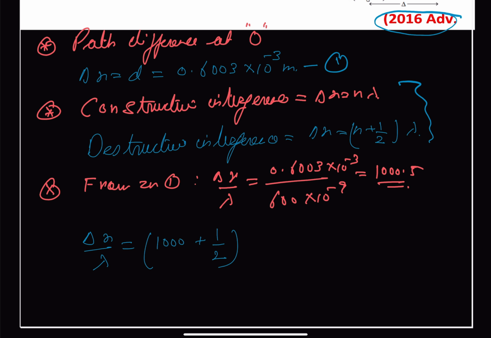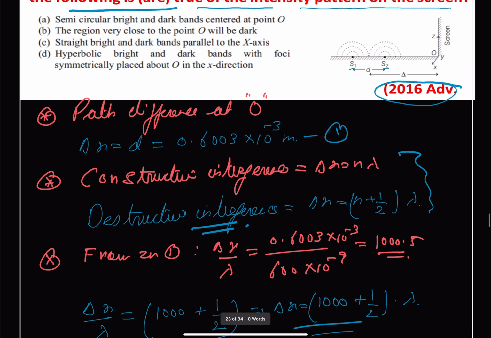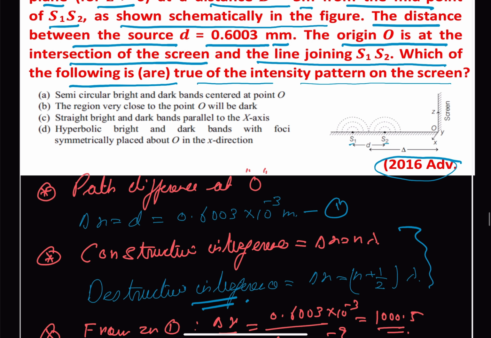1000 plus 1 by 2, because 1 by 2 will be giving us 0.5. And from here we can write that our delta x will be equal to 1000 plus 1 by 2, multiplied by lambda. So this equation is the same as the one for destructive interference. Therefore, we can say that point O will be a dark point, that is, destructive interference.